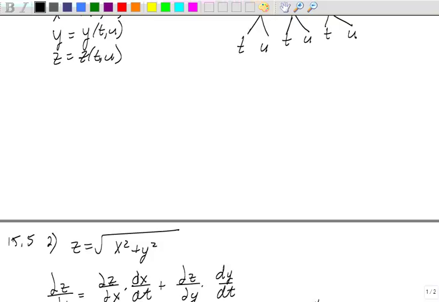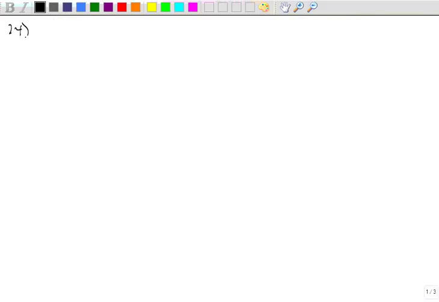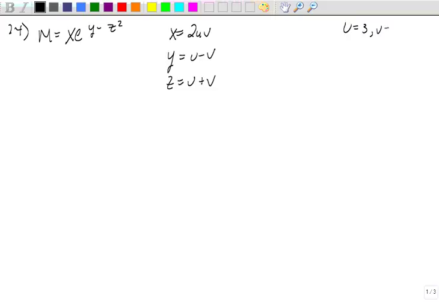Okay, let me go to a new page. 24. We know u is 3 and v is -1. So that tells us that this is -6, this is 4, and this is 2 at that point.